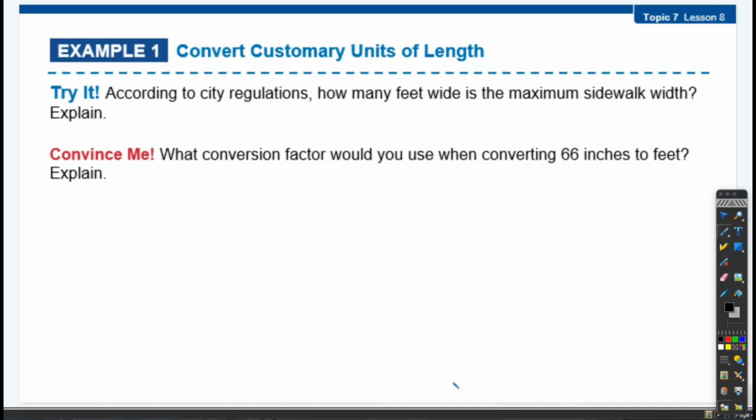Ding, ding, ding means answer time. You should have paused it and done it by now. Let's go through it. According to city regulations, how many feet is the maximum sidewalk width?